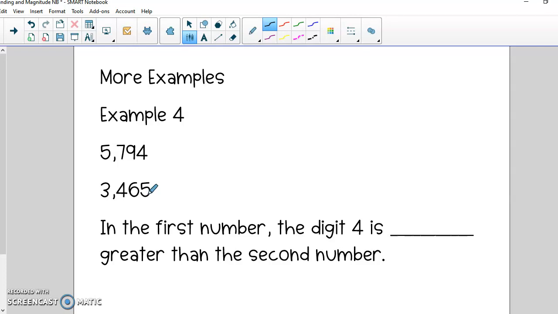In the first number, the digit 4 is blank greater than the second number. So let's look at the 4, because that's what we're comparing. What is the distance between the 4 in 5,794 and the 4 in 3,465? It should be just 1, 2 places to the left. So the digit 4 is being increased 100 times.